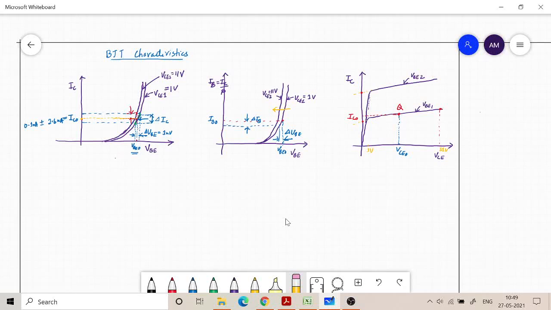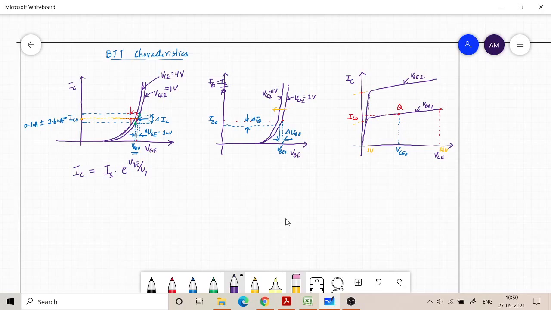What I have here is the BJT characteristics. So there are three different characteristics one can think of. The first one which I have drawn, which we have also derived earlier, is the dependency of collector current on VBE. Okay, and what we obtained was a relationship which is like this: IC is equal to IS into e raised to VBE by VT. So this is for NPN transistor.